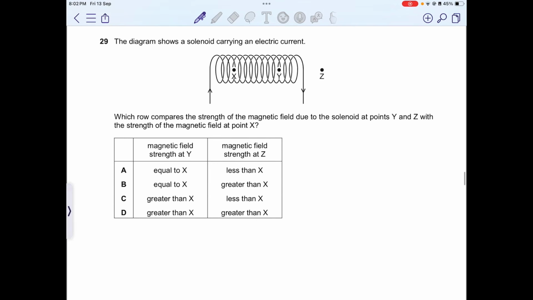The diagram shows a solenoid carrying an electric current. The question compares the strength of the magnetic field in the solenoid at points Y and Z with the strength of the magnetic field at X. At X and Y, it will basically be the same. You know why? Because inside such a coil, the magnetic field is basically uniform. You have these straight lines, which will be equally spaced, so it's uniform. So at Y, it's equal to X. So C and D are wrong. But at Z, because now it's further away, the magnetic field strength decreases as you move away, so it would be less. So 29 would be basically A.